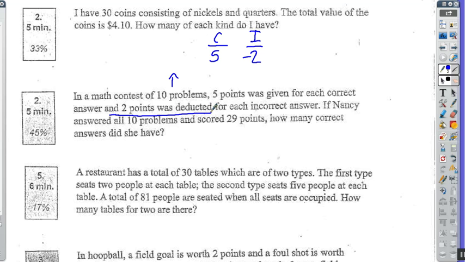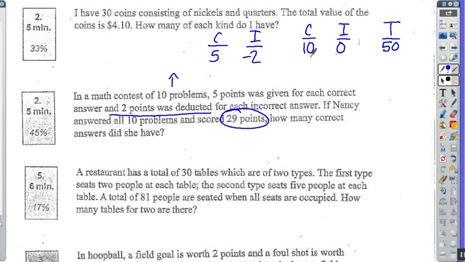So I can set this up the same way. I have correct answers, I have incorrect answers, and I have a total score. So there are 10 problems. If I got all 10 correct and none incorrect, I would get 5 points for each correct answer. So I would multiply this 10 by 5, and my total would be 50 points. Okay? The goal here is to get to 29 points.